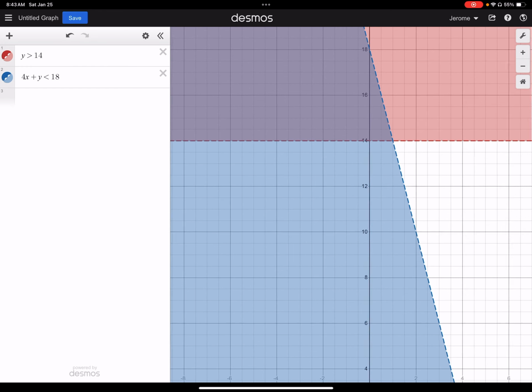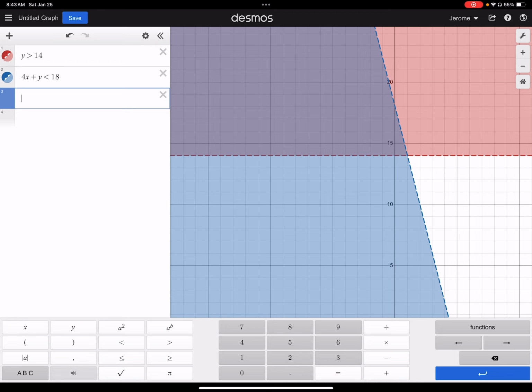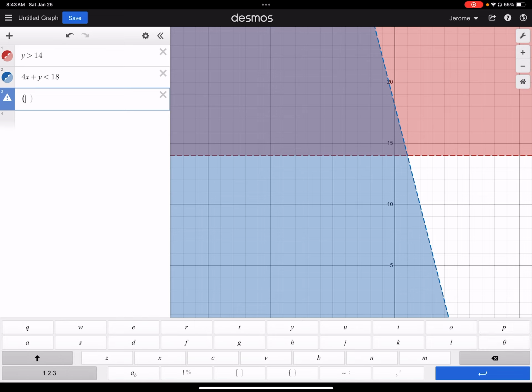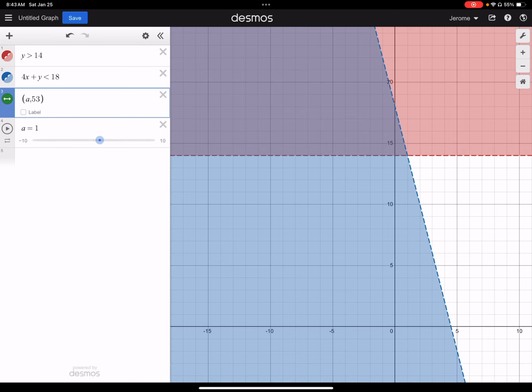Here's what I'm going to do. I'm going to do something fancy. I'm going to make a little slider here. So I am going to put in an ordered pair, and in this ordered pair, instead of putting the letter x, I will put a little placeholder for an a. You can choose any letter that you want to, probably not the x though. And then comma, and we had a 53. It says add a slider. Yeah, totally, I'll add a slider.